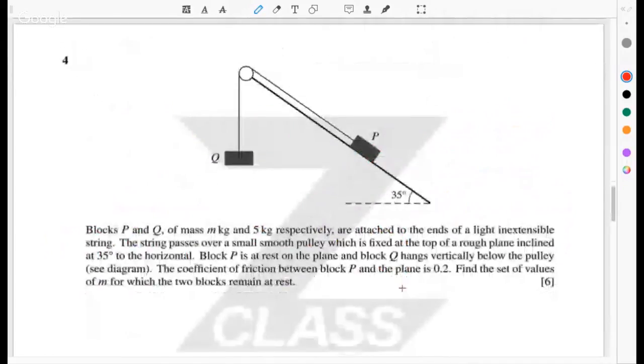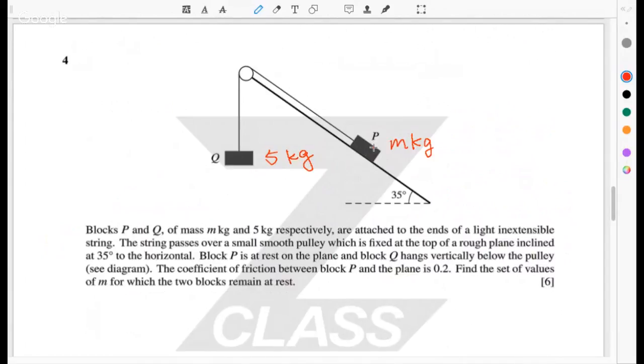Right. Question 4. Blocks P and Q of mass m kilograms and 5 kilograms respectively. So we have P here, m kilogram, and Q has mass 5 kilogram. And they are attached to the ends of a light inextensible string. The string passes over a smooth pulley which is fixed at the top of a rough plane, inclined at 35 degrees to the horizontal. So here we have friction acting on P.